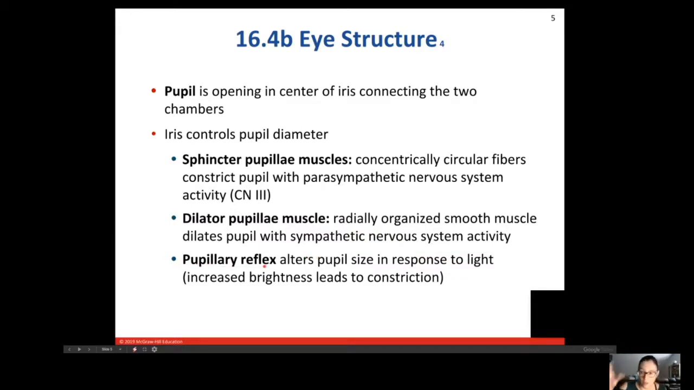And then you do have a reflex where reflexively your eye will do this. The more light that hits the eye, the more your pupil will constrict. And that's going to regulate the amount of light in your eye, so you don't have so much light hitting the back of your eye. If we have darkness, like if you're in a dark room, your pupils will dilate to let more light in so you can see better.